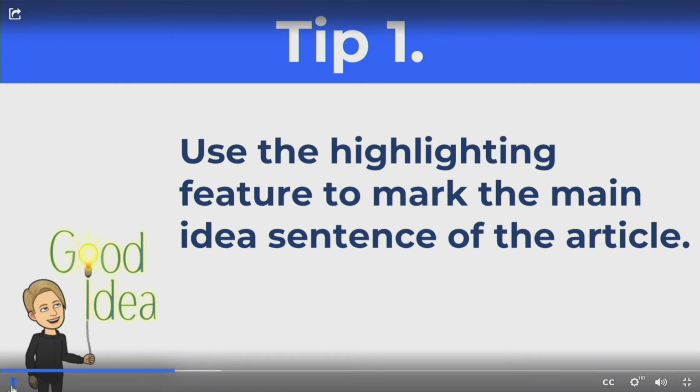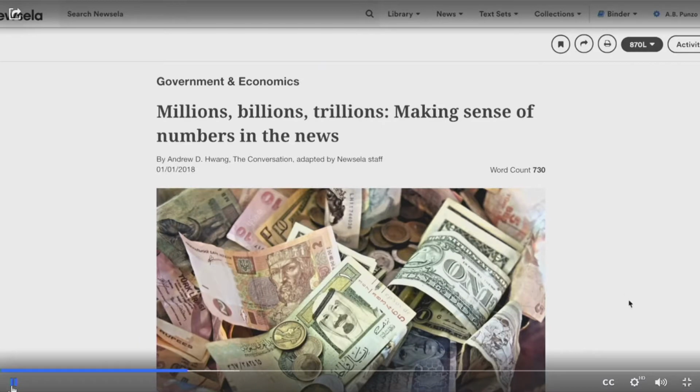Mark the main idea sentence of the article. This will help us choose the most important information in the text. Let me show you what I mean with this article. Millions, billions, trillions, making sense of numbers in the news. The title of the article can be a great tool to help me identify the topic, who or what it's about. Here, millions.